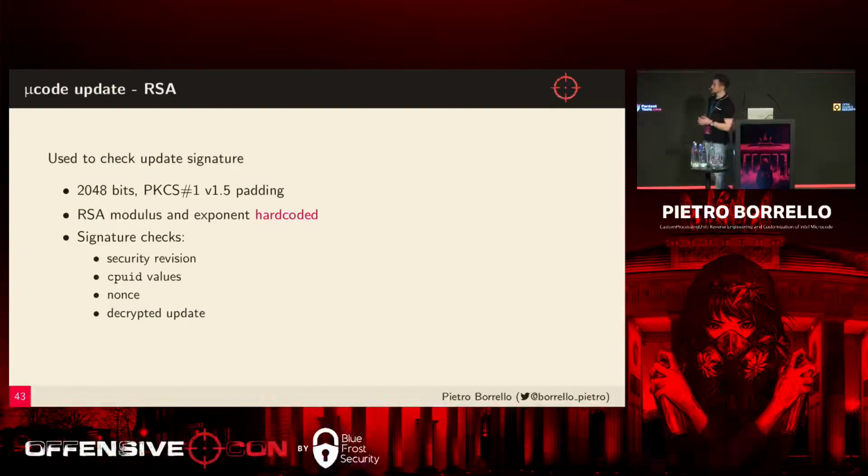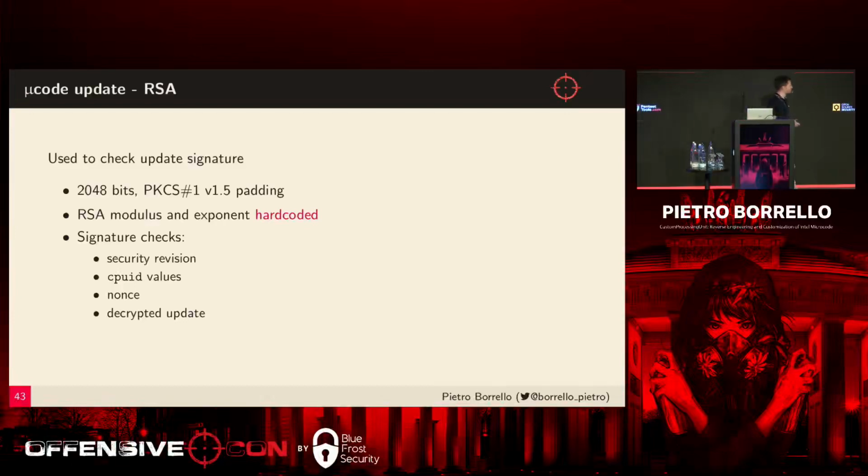Anyone? Okay. And then what the key signature is doing, it will check all the important metadata that we cannot then corrupt. For example, it checks the security revision number. So you cannot take a micro-update algorithm and change the security revision to, for example, downgrade the CPU security, which is nice. I mean, nice from them, not for us. You can check also the CPU ID values where the micro-update is supposed to be applied, so you cannot install, for example, a faulty micro-update on another CPU. It also checks the nonce, so we cannot mess with the decryption key. And then it checks, obviously, the decrypted update to check that you didn't change bytes in the update.